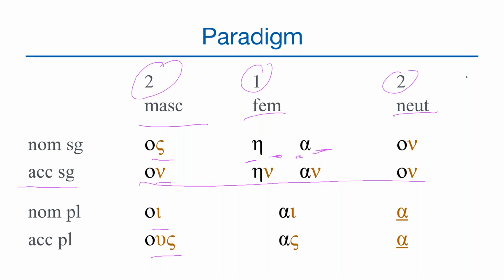You'll notice that for the neuter, the nominative and the accusative in the singular, and the nominative and accusative in the plural are the same. Okay? These are two of the rules that we will talk about in those rules that I said you had to memorize. One of the rules is that in the nominative and the accusative, whether singular or plural, the neuter will always have the same ending. Okay?